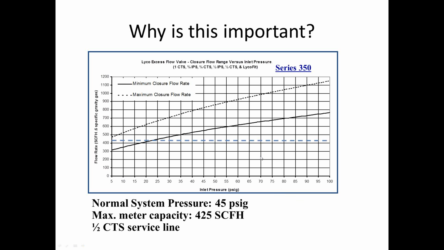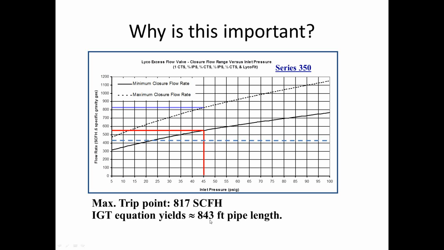Okay, so I'll just click on that. It should show us our points here on our graph, and here it shows us at 45 psi what our trip point is going to be at that pressure, and we're about 28% above the anticipated load, so we're well above that. And our maximum trip point is going to be 817 standard cubic feet per hour. So if we look at this dotted line on this graph, that represents the maximum trip point.